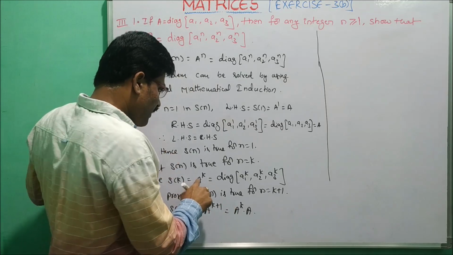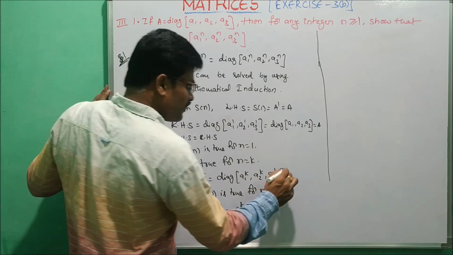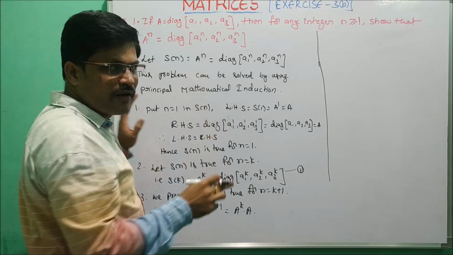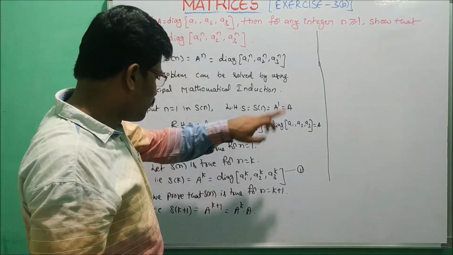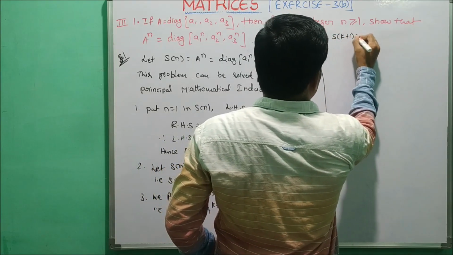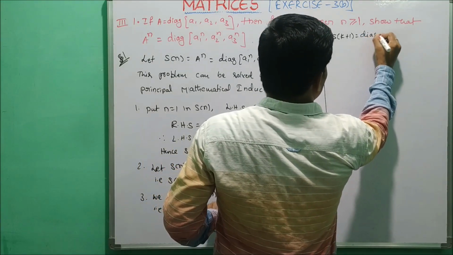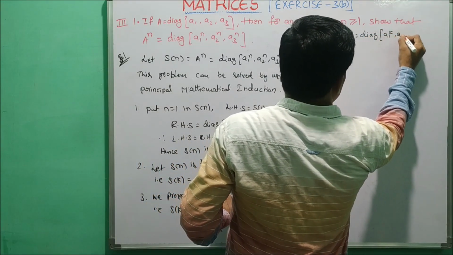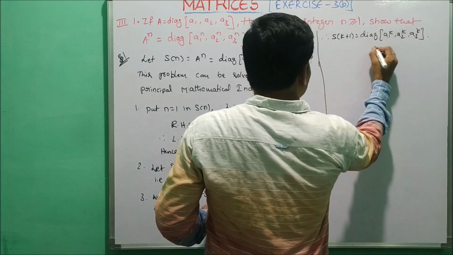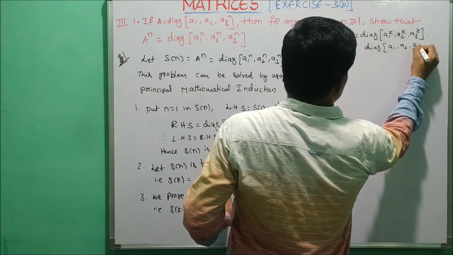Clearly A power k is always equal to the diagonal matrix A1 power k, A2 power k, A3 power k. Now, which is equation 1. Using equation 1 and also given A equals diagonal of A1, A2, A3, we substitute these. Therefore S of k plus 1 equals A power k, meaning diagonal of A1 power k, A2 power k, A3 power k, into A, meaning diagonal of A1, A2, A3.